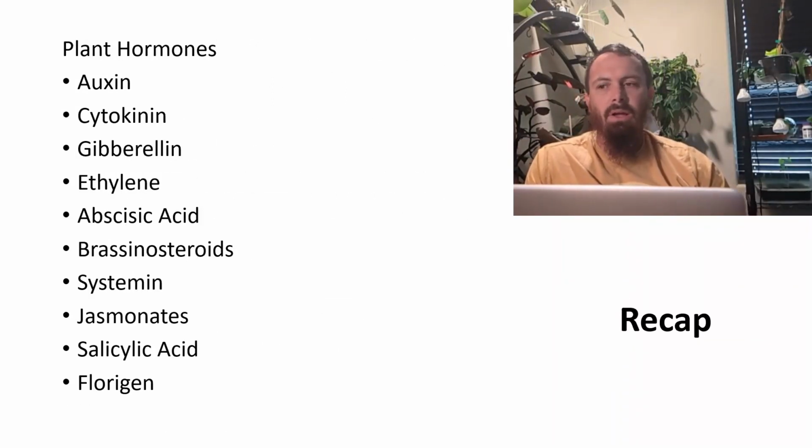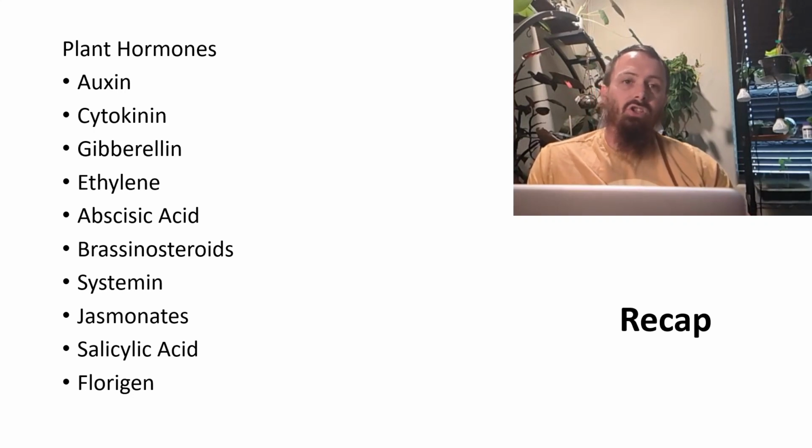Okay, so to recap, we've talked about a variety of plant hormones, including auxins, cytokinins, gibberellins, ethylene, abscisic acid, brassinosteroids, cysteamine, jasmonates, salicylic acid, and florigen. Make sure you pay a lot of attention to those, especially the main ones, so auxin, cytokinin, gibberellin, ethylene, and abscisic acid, with a lot of attention towards auxin. And then definitely come talk to me if you have any questions.